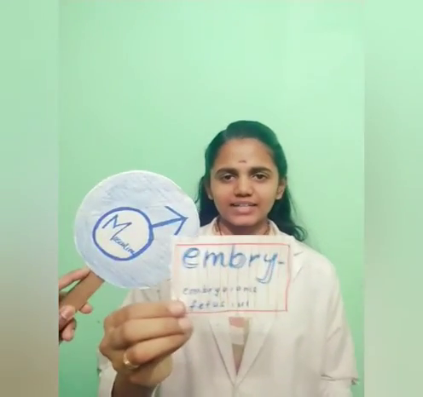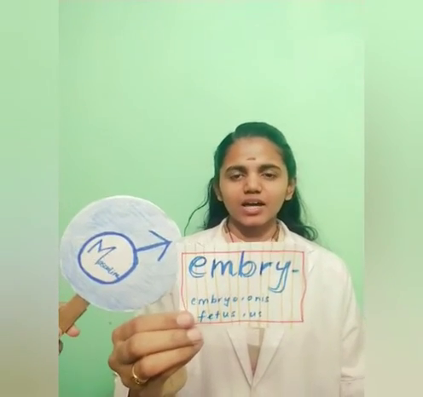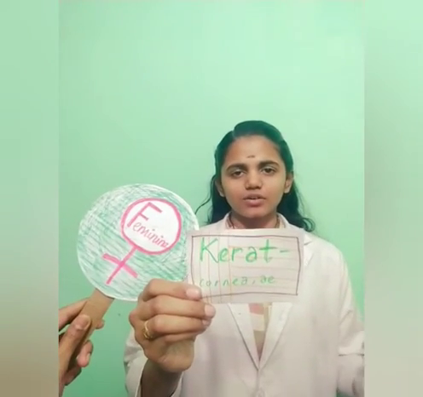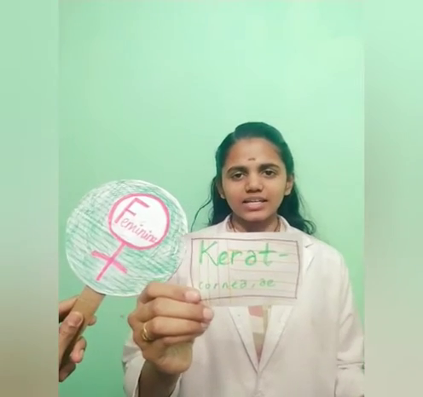The next Greek root is embry. Its Latin equivalent is embryo, embryonis. It is a fertilized ovum up to 8 weeks of intrauterine life. The fetus means the living organism that stays after the 8 weeks of intrauterine life. The next is kerat. Latin equivalent is cornea, corneae, and it is a horny layer of skin.